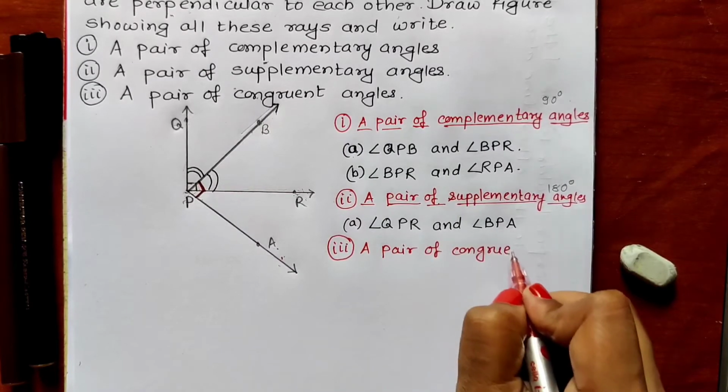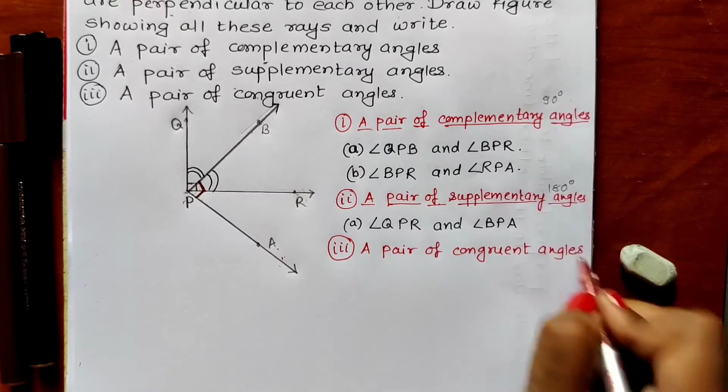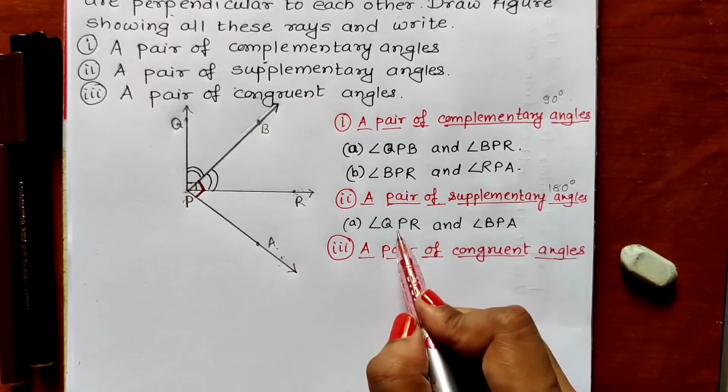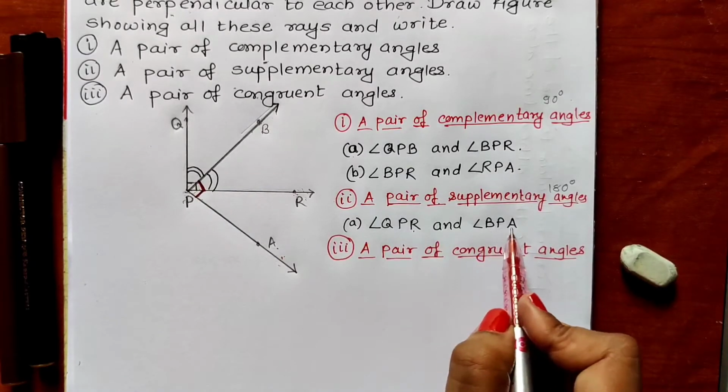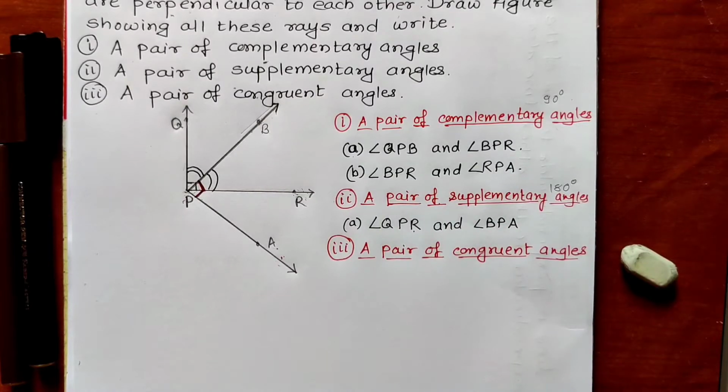Which will be the pair of congruent angles again? Congruent means we all know they should have the same measurement. So angle QPR is also of 90 degree and angle BPA is also of 90 degree. 90, 90, they will become congruent.